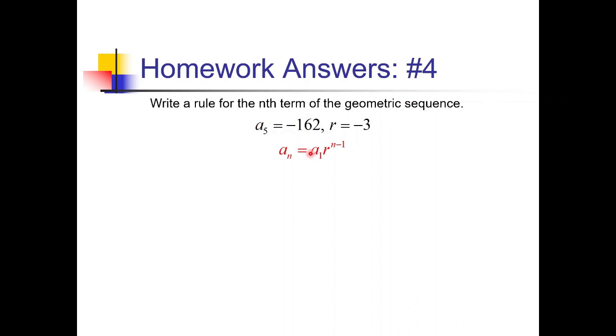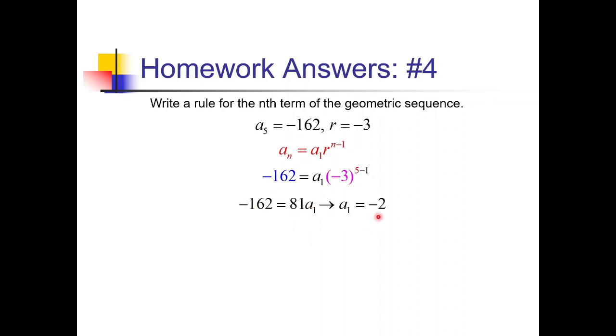So to get that value, we're going to plug in things for a sub n, r, and n. For a sub n, we can use this negative 162. a1 we're trying to get. R we have negative 3. And for n, we're going to use the index that gave us negative 162. So n is going to be this 5 right here. So 5 minus 1, 5 minus 1 is 4. Negative 3 to the 4th power is 81. And then if I divide both sides by 81, I can get an a1 value of negative 2.